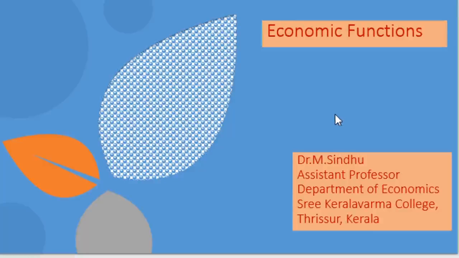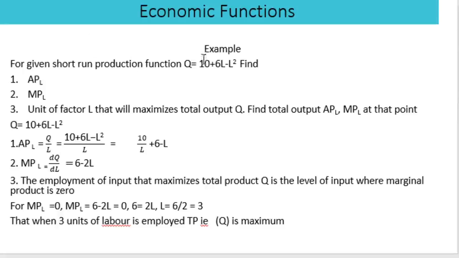Some of the working examples are given here in this section. The short-term production function is given as Q equal to 10 plus 6L minus L square. Find the average product of labor, marginal product of labor, and the unit of factor labor that will maximize total output. Find the total output, APL, and MPL at that point. We want to find the value of these functions.